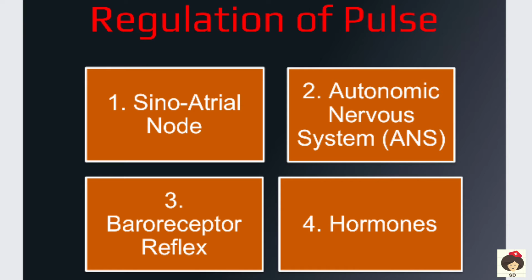One is the sinoatrial node, which is the pacemaker of the heart, and that is responsible for triggering the impulse. Once the sinoatrial node triggers the impulse, the autonomic nervous system, that is the sympathetic and parasympathetic nervous systems, will get triggered with the help of baroreceptors that are present in the carotid sinuses. And next, hormones also influence the regulation of pulse. Let's see one by one.